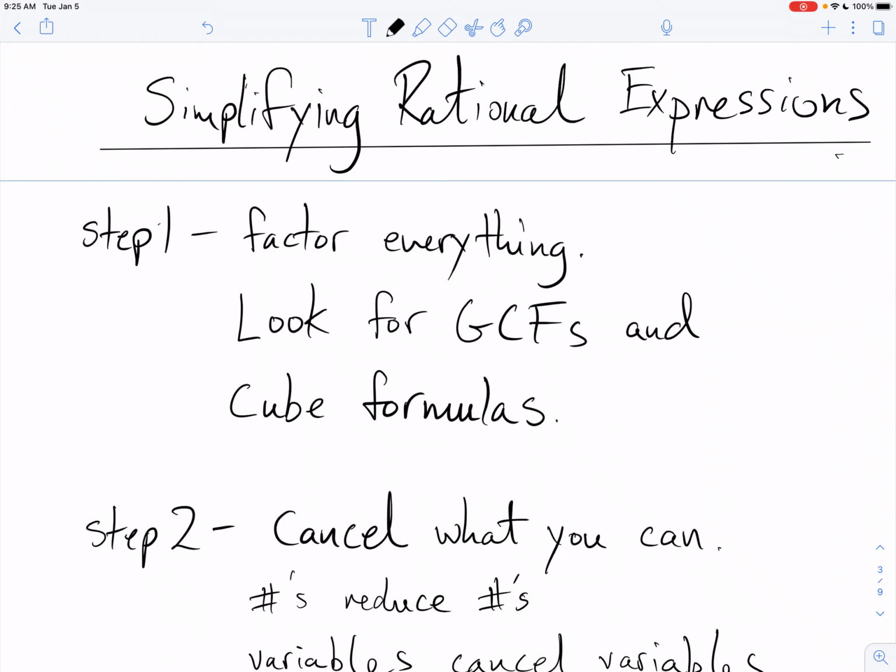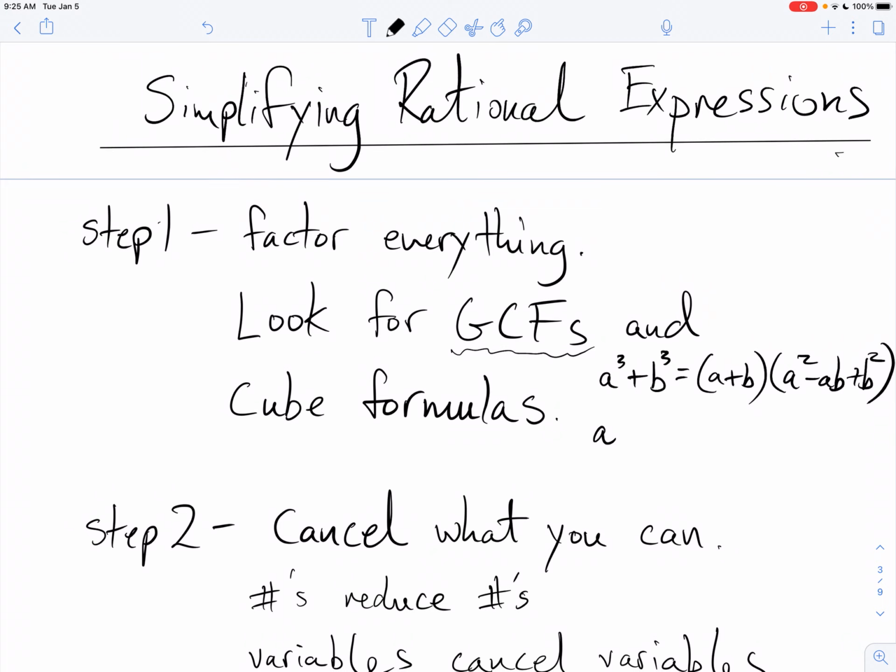But when you factor everything, you should always look for GCFs and the cube formula before you begin, because these are the two things that get overlooked the most and then cause havoc down the road. GCF, remember, is greatest common factor. Cube formula means if you have something cubed plus another thing cubed, it will break down, and we have a formula for it. In case you did not write this down before, that's called the sum of cubes.